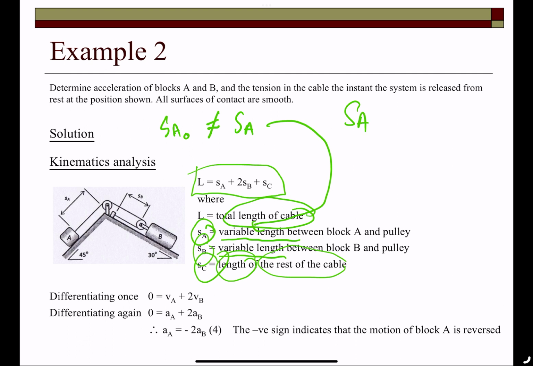And SB initial is not equal to SB final. That's why we put variable. But SC, the rest, will always be similar. So there is no variable in this situation.